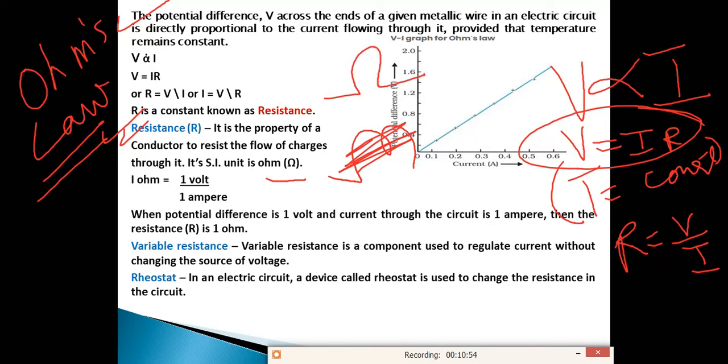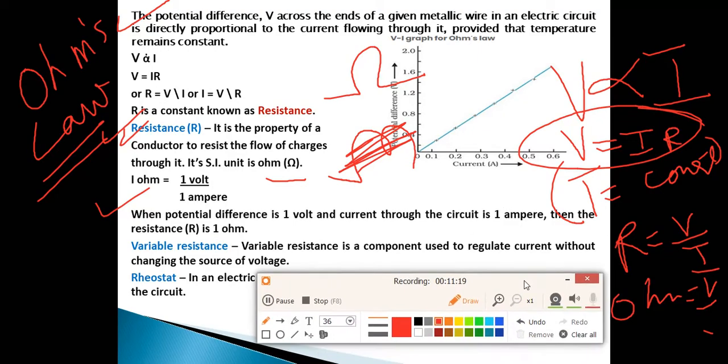So 1 ohm is equal to 1 volt divided by 1 ampere, because the unit of resistance is ohm, the unit of potential difference is volt, and the unit of current is ampere. Now let us define 1 ohm. When potential difference is 1 volt and current flowing through the circuit is 1 ampere, then the resistance is 1 ohm. This is the definition of 1 ohm.